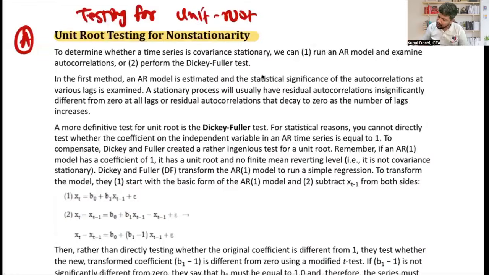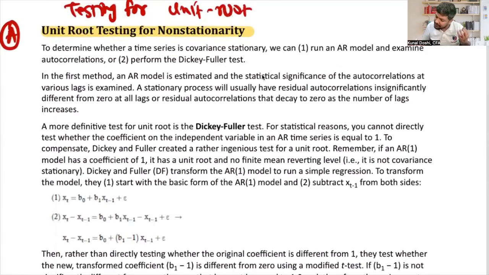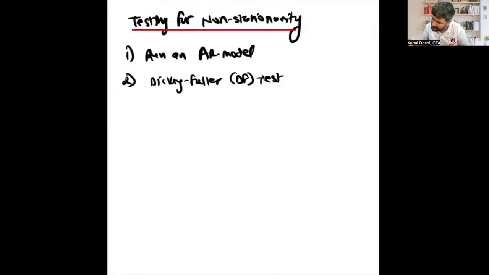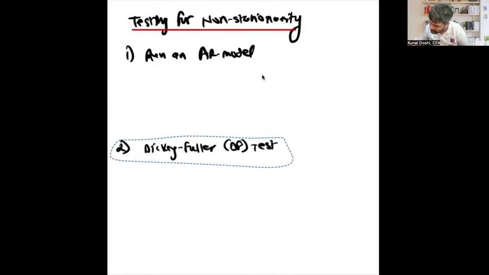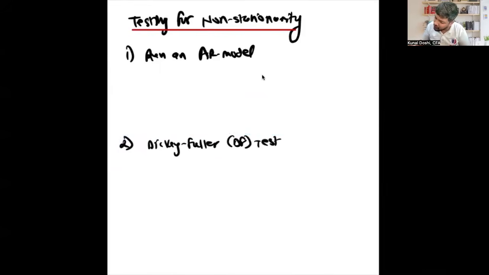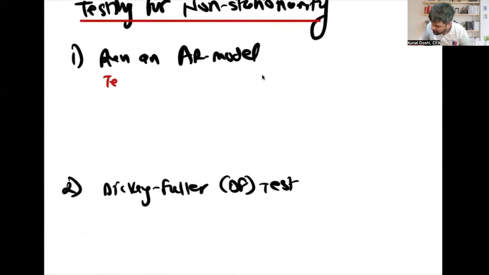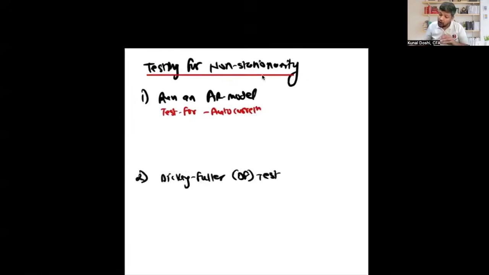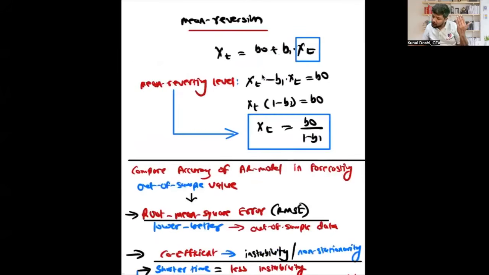Let us understand that. Everyone, to determine whether the time series is covariance stationary, number one, we are going to run an AR model and examine for autocorrelation. So actually, we are going to do the autocorrelation test. Even though I say we are going to run the AR model, we are going to test for autocorrelation. Now, if you remember, we already did the test for autocorrelation.